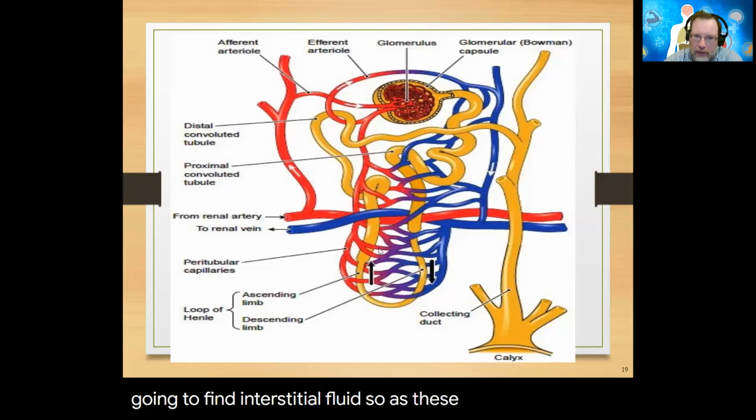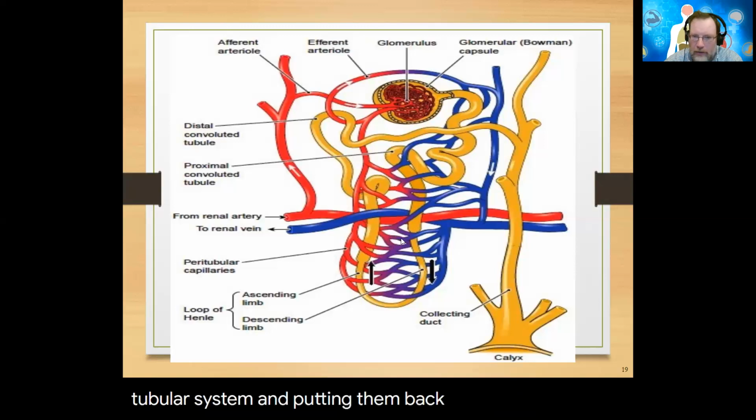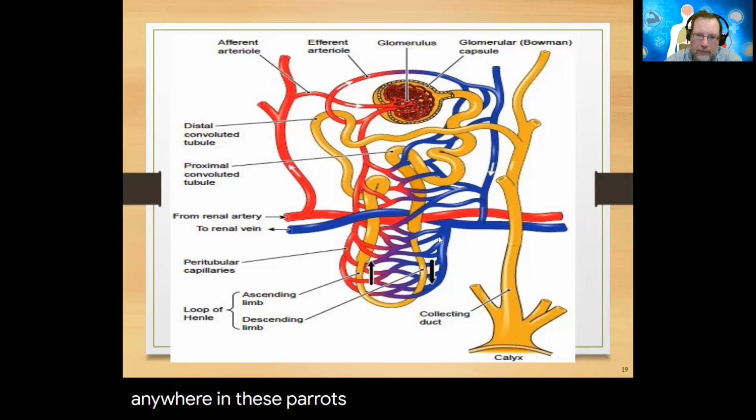So as these capillaries are dumping product off to potentially be pulled into the tubular system, secreted into the tubular system, we can also potentially be pulling or reabsorbing things out of the tubular system and putting them back into the bloodstream. So we can take things back out of the blood just like we did up here in the glomerulus. We can continue that process anywhere in these peritubular capillaries.